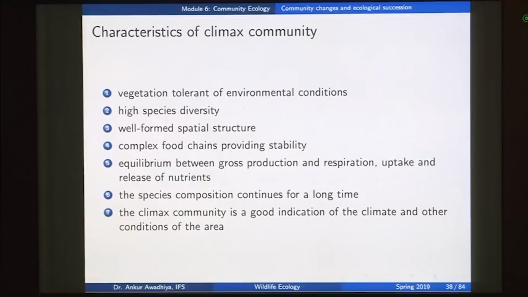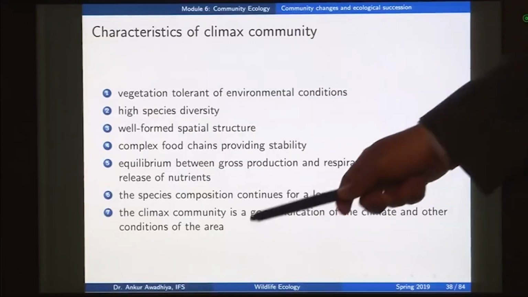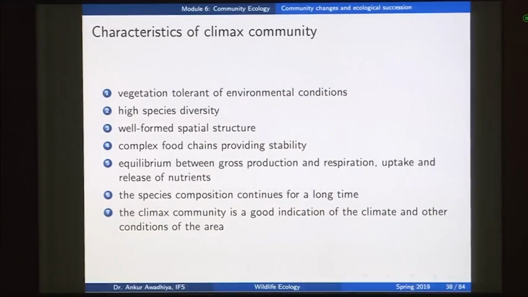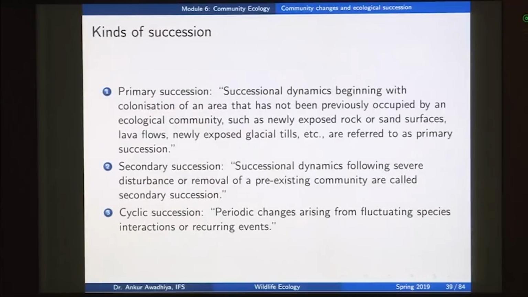The climax community is a good indicator of the climate and other conditions of the area. Now, because you have these climax communities that are tolerant of the environmental conditions, if you have a climax community that has come up, you can just use the species that are found in it to get an idea about the general climate and other conditions of the area. What is the soil type, how much moisture do you have, what is the climate of that area. You can tell about all of these just by looking at the climax community, because that is dependent on the environmental conditions and that is going to continue for a long period of time.